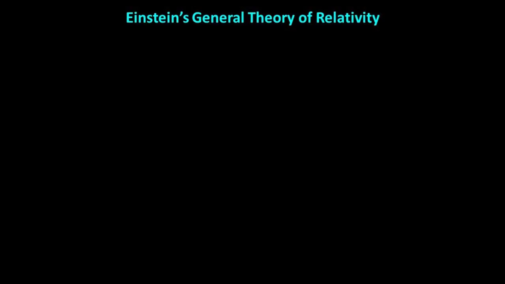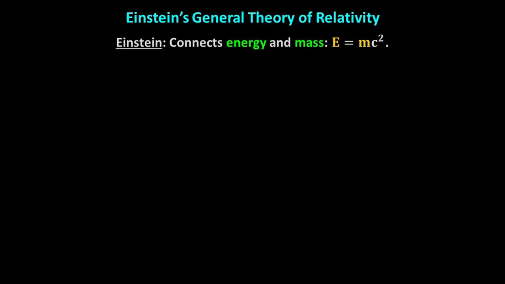Einstein's general theory of relativity. Let's have a look at that. He connected energy and mass in an exact mathematical equation. Very, very well known: E equals mc squared.